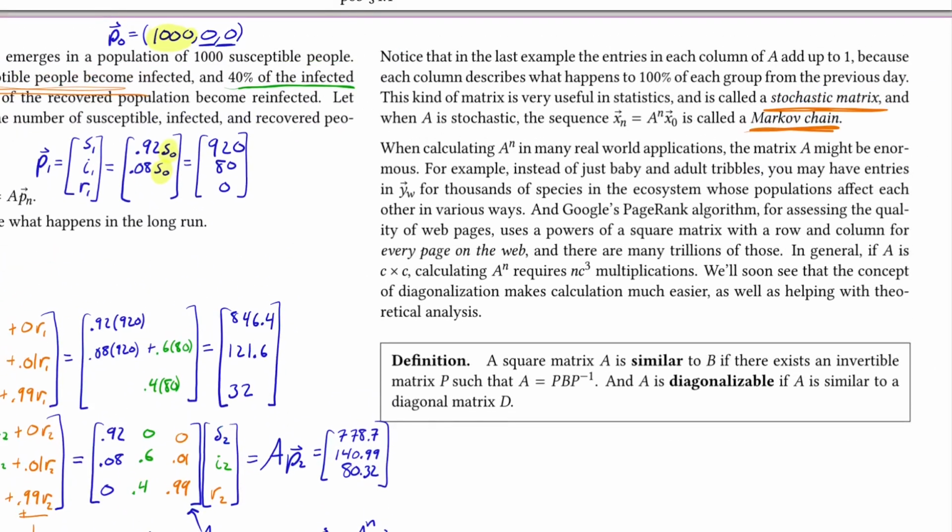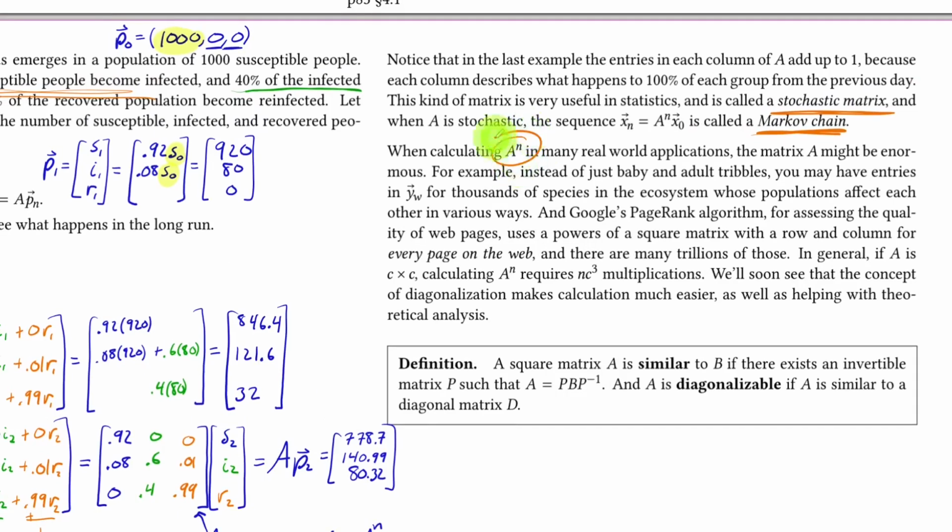So it turns out when you calculate A to the power n in a lot of real world calculations, the matrix might be really enormous. If you're doing an ecological example, you might have thousands of species in the ecosystem whose populations affect each other in various ways. And Google's PageRank algorithm uses powers of a square matrix with a row and column for every page on the web, and there's a whole lot of those. So this can get out of hand really fast.